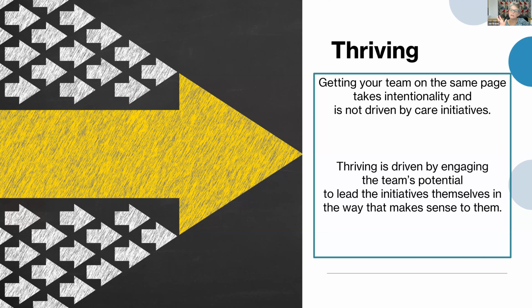So thriving is really driven by engagement, the team's potential, really maximizing that. And so it's getting the team to lead the initiatives themselves. It doesn't come from the initiative, it comes from the team's engagement and catching the fire and pulling that initiative forward in a way that makes sense to them. And we'll talk a bit about how to coach that into being.